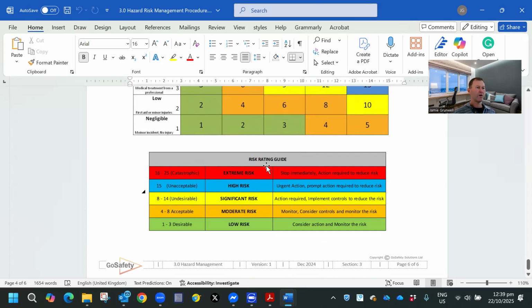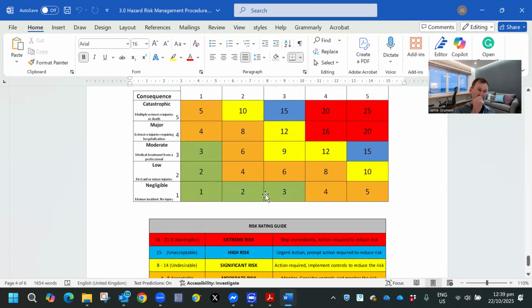This is the risk rating guide. Extreme risk, stop immediately. High risk is the blue. Urgent action required. Significant risk means action required. Implement controls. Orange is a moderate risk. Consider controls and monitor the risk. And green is where we want risk to be ultimately. It's the desirable risk.